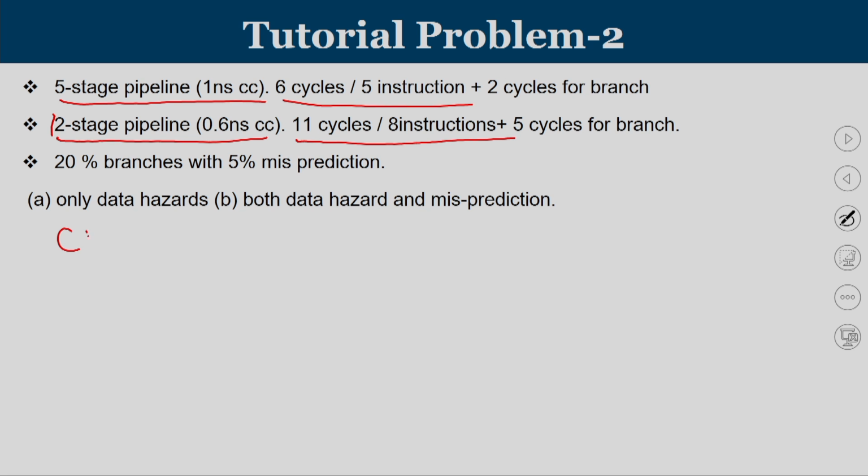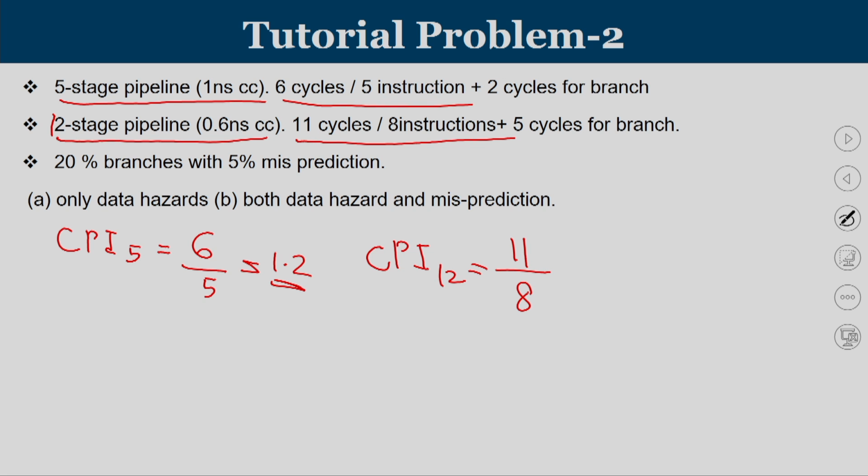So the CPI of the 5-stage pipeline: you require 6 cycles to complete 5 instructions, so it's 6 by 5, which is 1.2. Now the CPI of the 12-stage pipeline: it requires 11 cycles to complete 8 instructions, so it is going to be 1.375. These are the CPI values.